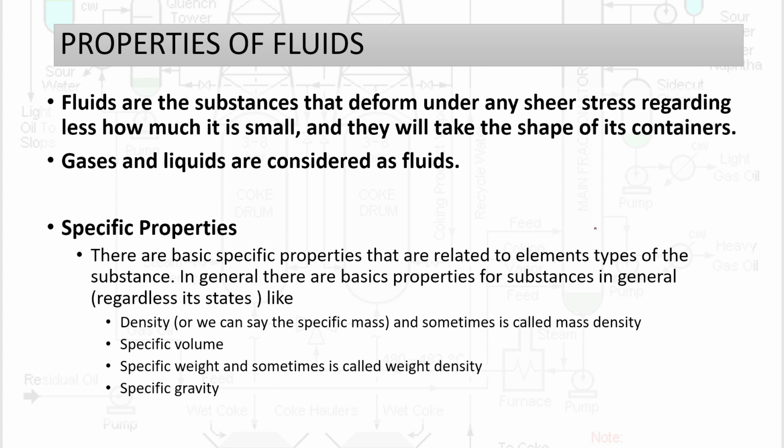Density, and we can say a specific mass. This is another name for density. Density or specific mass, sometimes it's called mass density. Specific volume and specific weight, sometimes it's called weight density, and specific gravity.